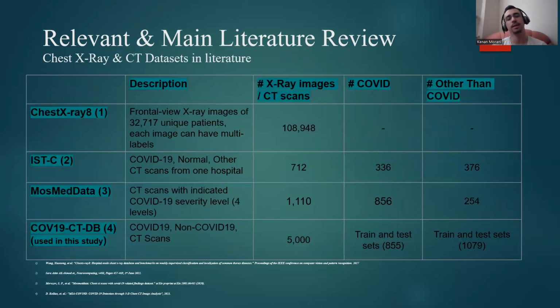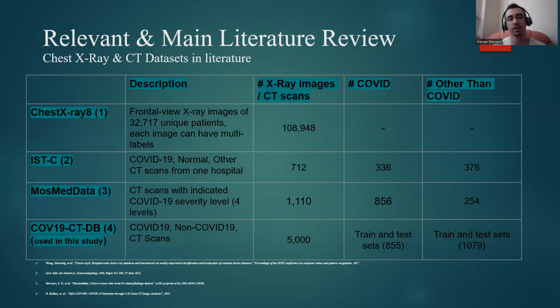So I'm going to present some data sets, the data sets used. I'll start with an X-ray data set, the ChestX-ray8 data set. This has frontal view X-ray images of 32,717 unique patients, so this is the number of patients, quite a big number. Each image can have multiple labels, so the image can have different labels. In general, the number of X-ray images will be 108,948, with multiple labels, as we said.